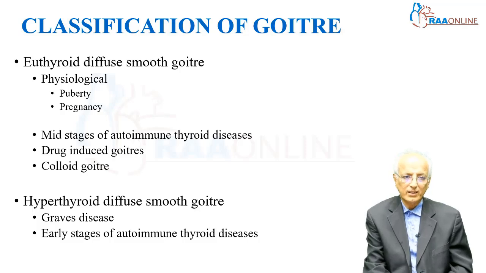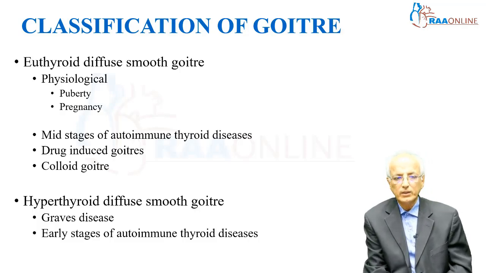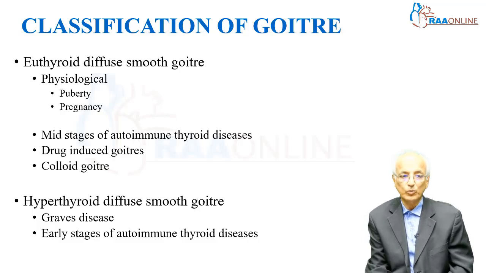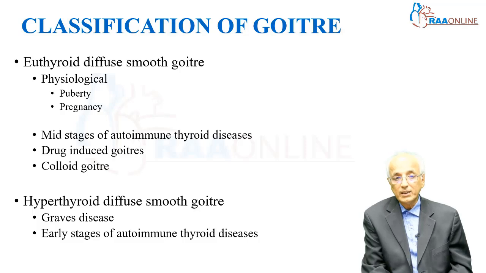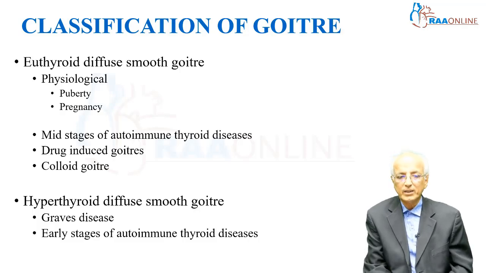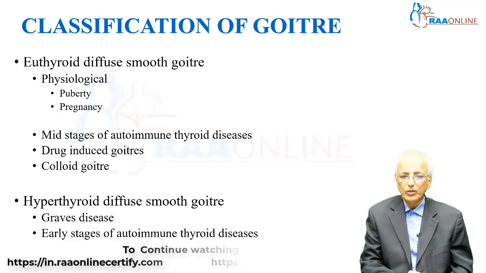Drug-induced goiters and colloid goiter, as we said, have normal thyroid function, but there is a diffuse enlargement of the thyroid gland, and it is smooth. Now, when you have a hyperthyroid status with smooth enlargement of the thyroid gland, that classically happens in Graves' disease. Here is a diffuse smooth enlarged thyroid gland with classical features of hyperthyroidism. Early stages of autoimmune disease can also present as a diffuse smooth enlarged thyroid gland with hyperthyroid features.